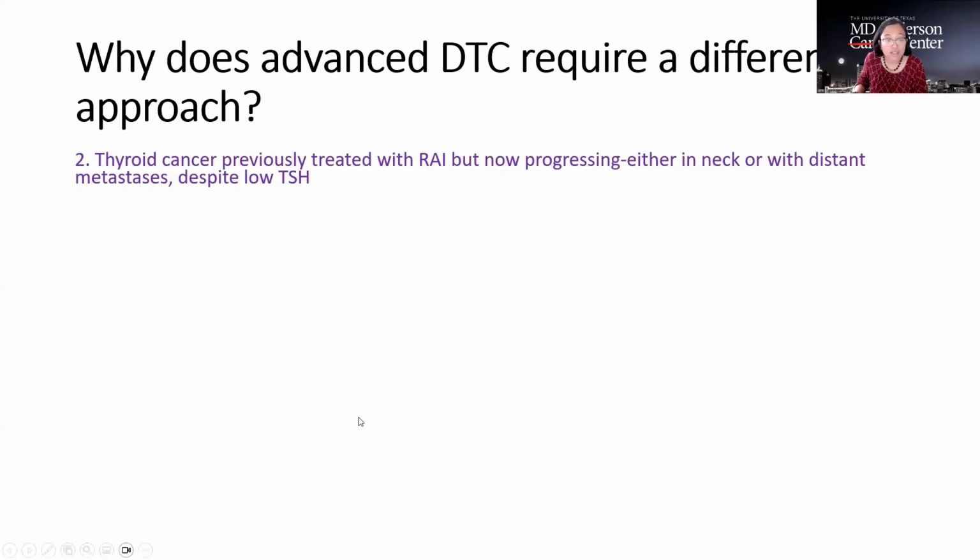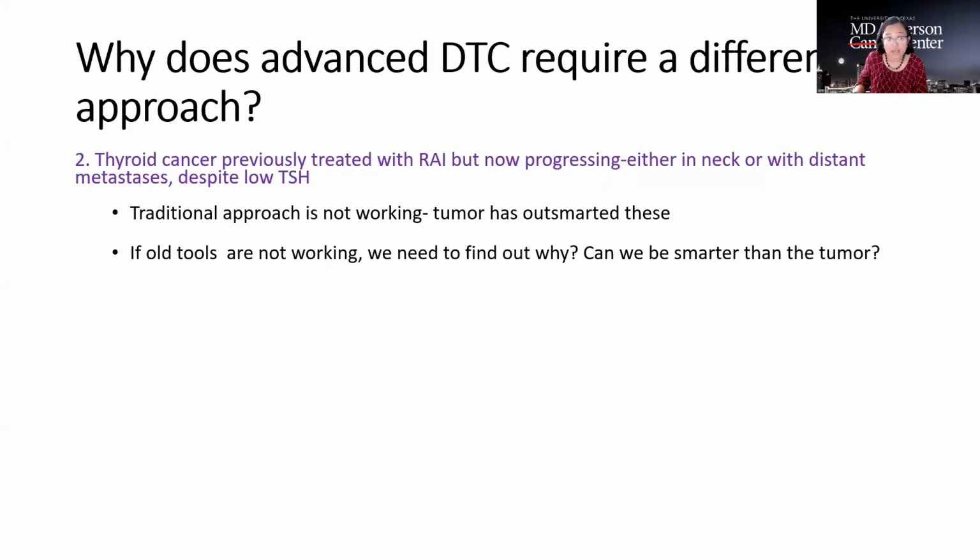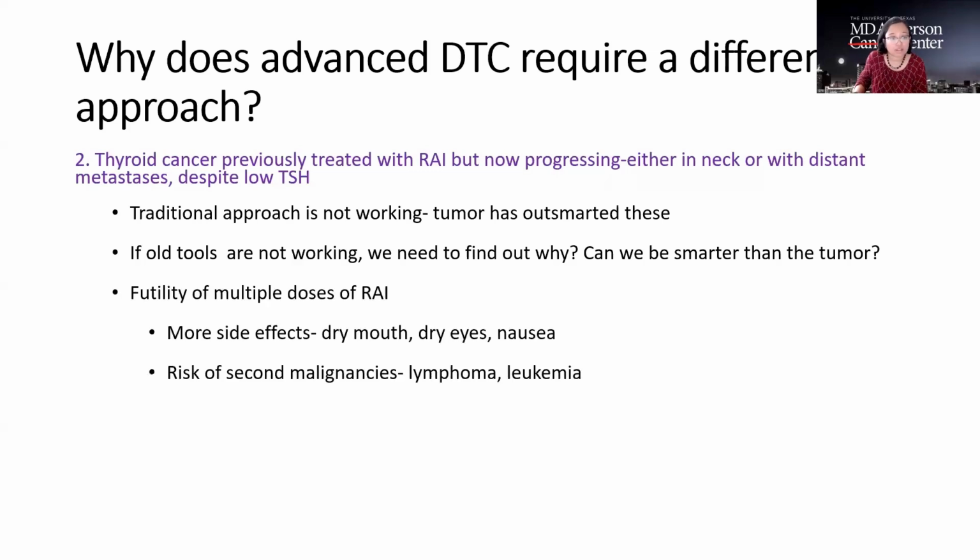Then the second category of advanced thyroid cancer is that which was previously treated with the traditional methods, surgery, radioiodine, but now it is progressing either in the neck or with distant metastasis despite thyroid hormone. So clearly the traditional approaches aren't working. The tumor has outsmarted these. So if old tools are not working, we need to find out why. Can we be smarter than the tumor?